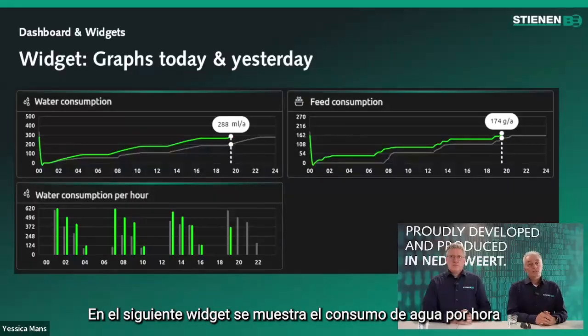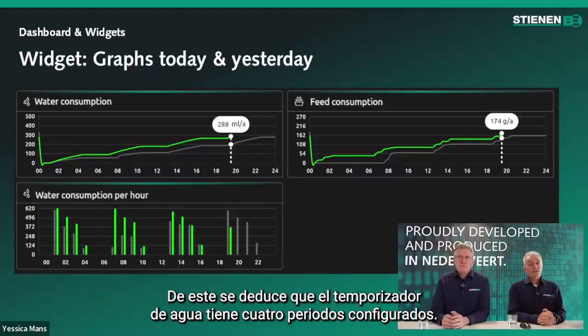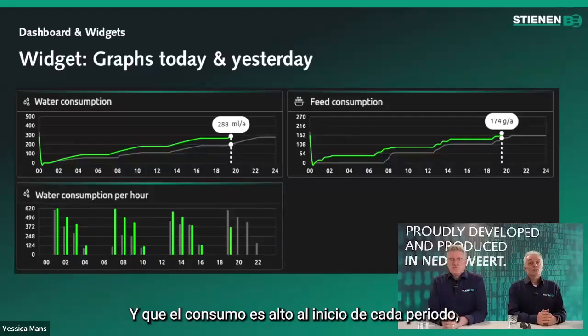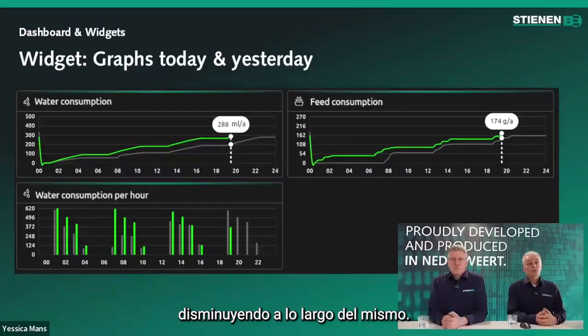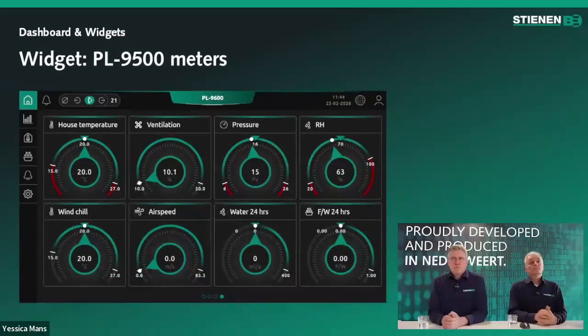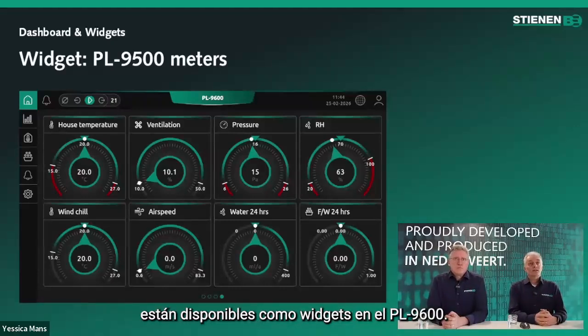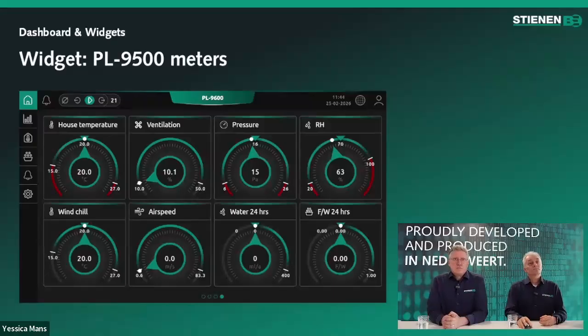And the following widget displays water consumption per hour using a bar chart. You can conclude from this that 4 periods are set on the water timer, and that a lot is consumed at the beginning of each period, with consumption decreasing over the course of the period. The meters from the PL-9500 are also available as widgets in the PL-9600.